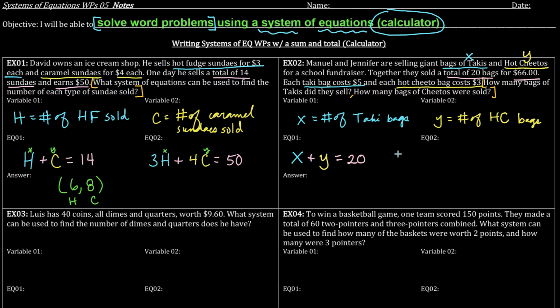We know that a Taki bag is $5, so $5 times X, which is the number of Taki bags, plus the $3 times the number of Hot Cheeto bags will give me $66.